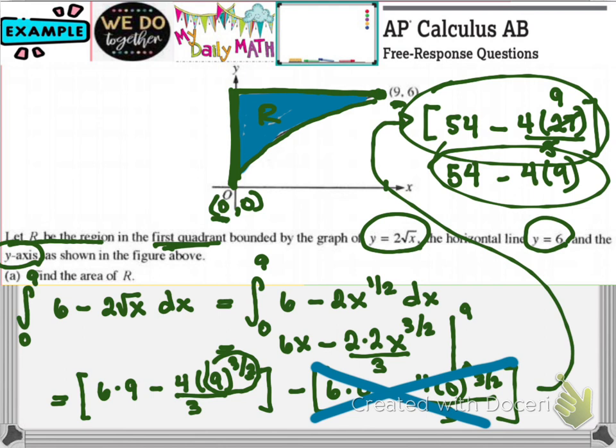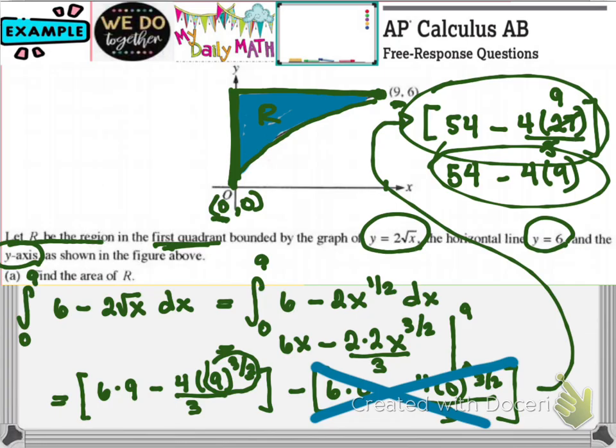If this was a multiple choice question, your final answer will be 54 minus 36. And what is that? 54 minus 36 is 18. Let me check. Excuse my dog, she's playing. And yes, it's 18, if this was a multiple choice question.